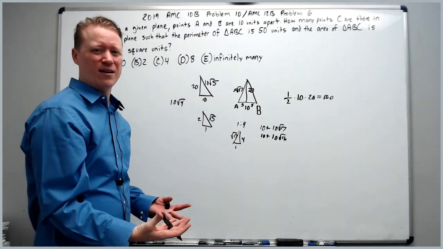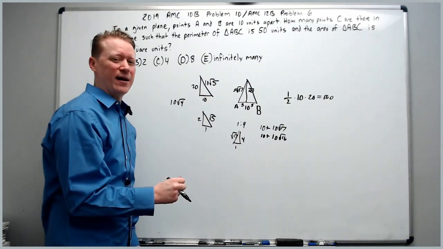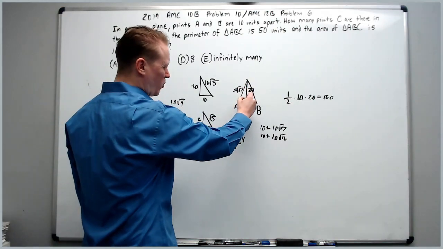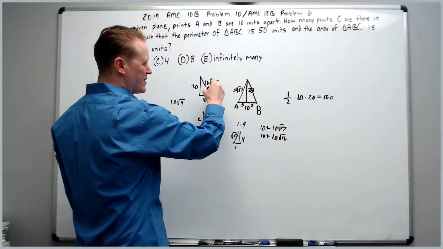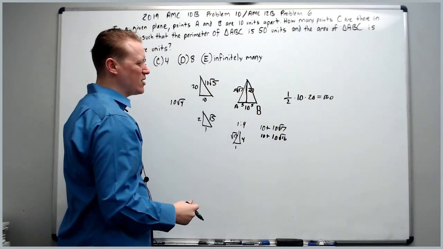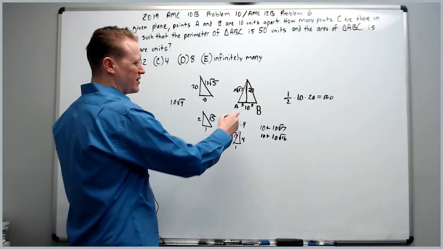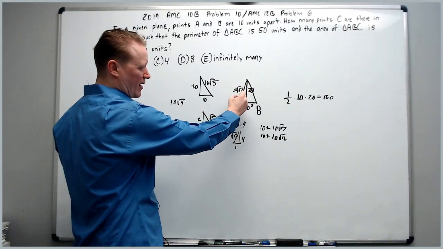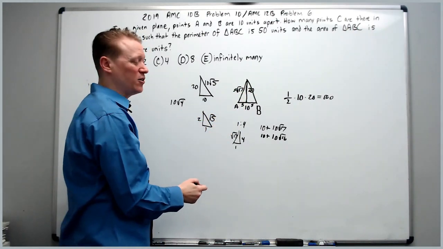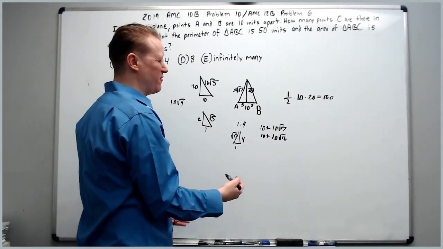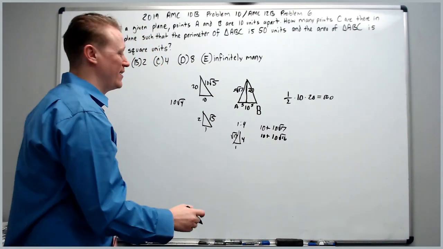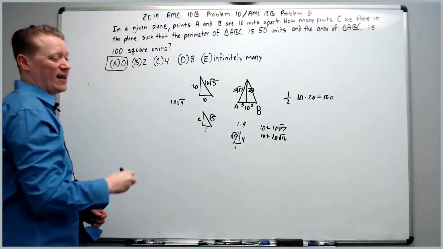What's going on here? Are there any? Well, let's think about it. If this is 20 and this is 10, I'm going to need the sum of the sides to be equal to 20. But there's no way any hypotenuse of any right triangle is ever going to be less than the altitude. So in fact, it means there's none. And the answer is A, which is 0.